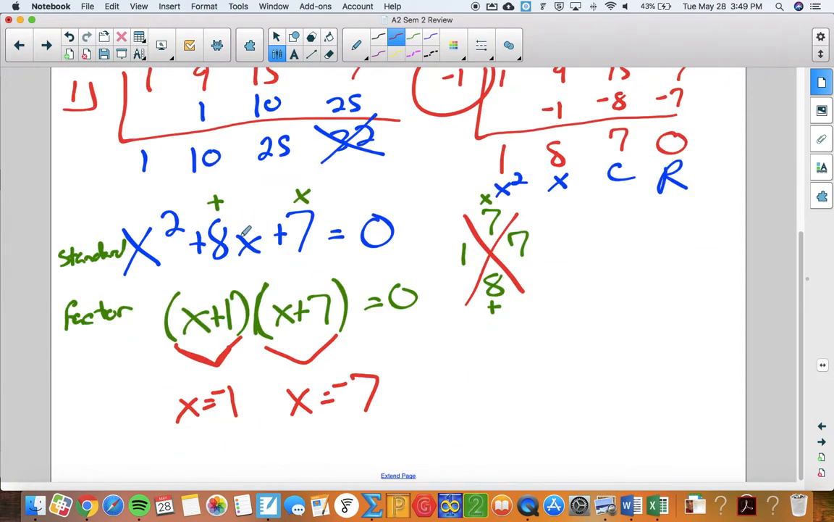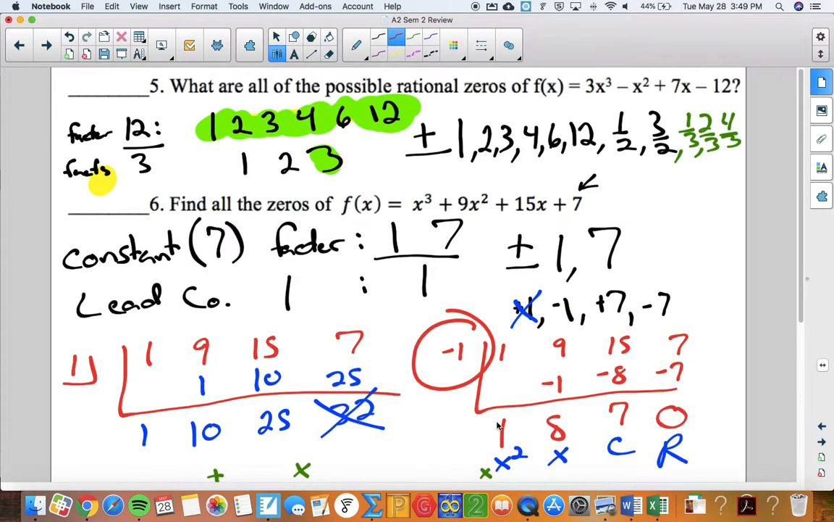It's multiple choice as long as I see work. I don't care how you do it. I got negative 1 again, so it's called a double root. And then I got negative 7 for another unique 0. There we are for number 6.